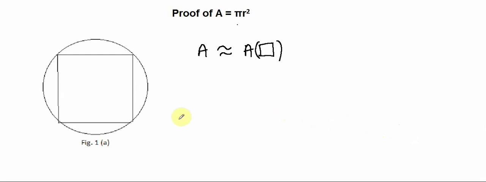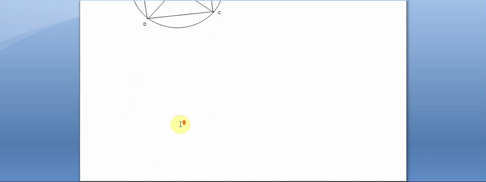Alright, so let us begin with the first iteration, the area of the square. So area of the square, by the way, this is the center of the circle, and we are assuming the radius of the circle is r. So let me connect a few points. Alright, let me take a diagram from here.